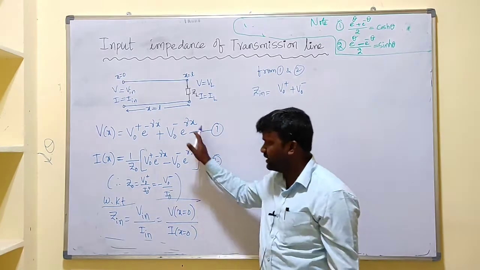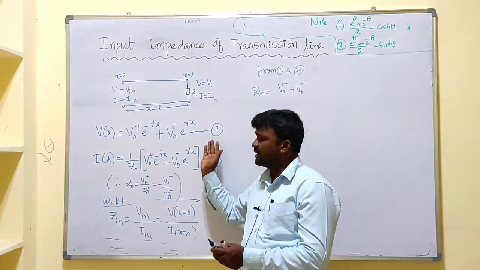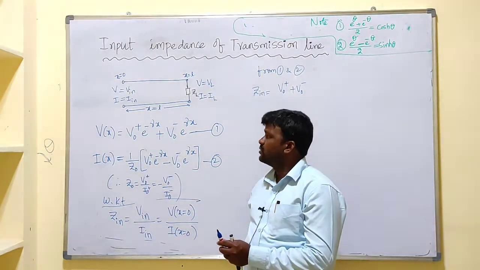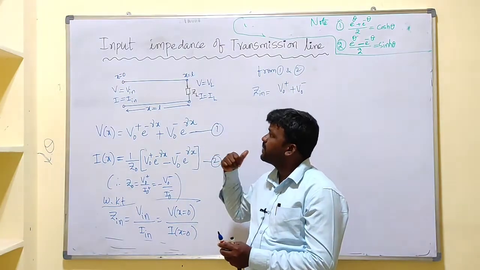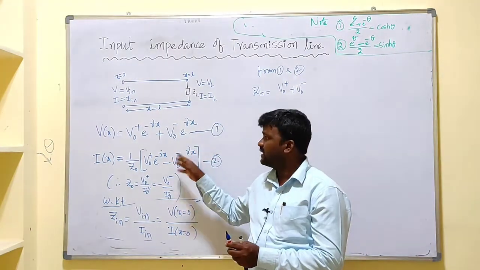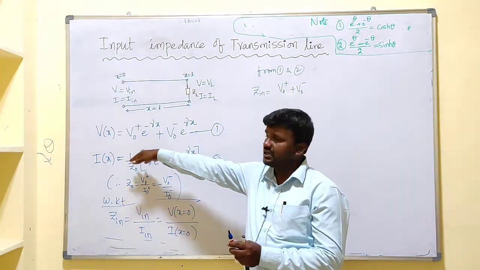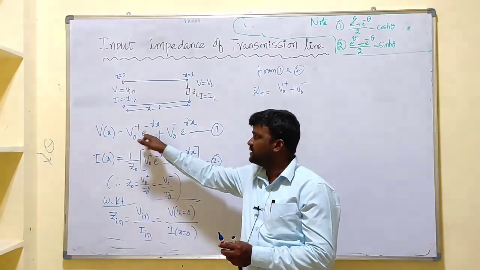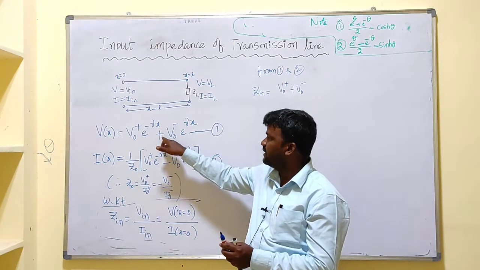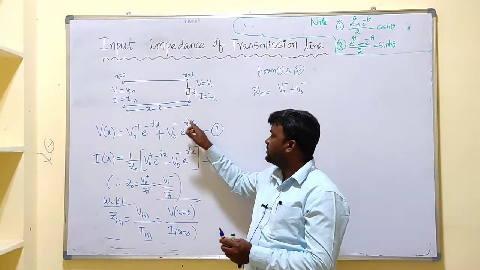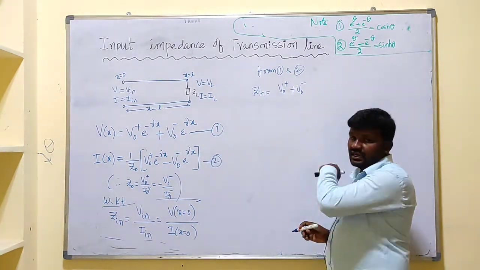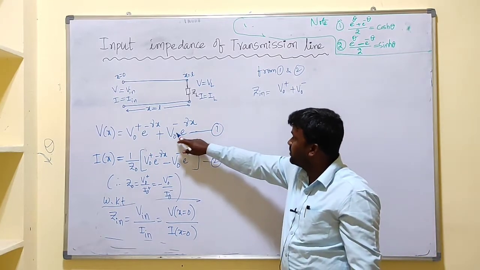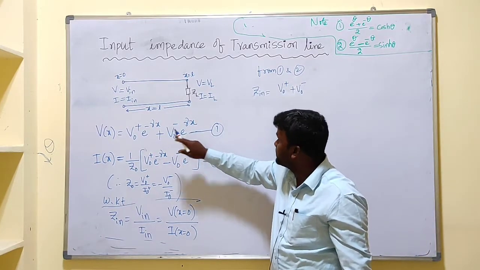If you have any doubt in this case, please refer to the previous video. The video title is characteristic impedance of the transmission line, or else transmission line equations. The solution of the transmission line equation is V of x equal to V naught plus e to the power minus gamma x plus V naught minus e to the power gamma x. One is forward voltage and another one is reverse voltage. For this one, if you put x equal to 0, we get V naught plus plus V naught minus.